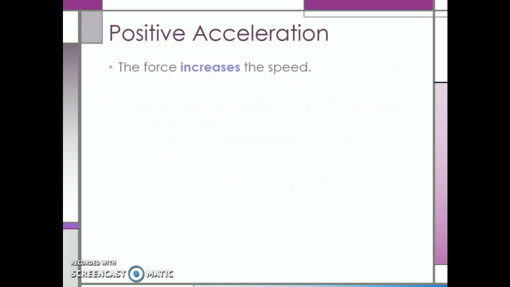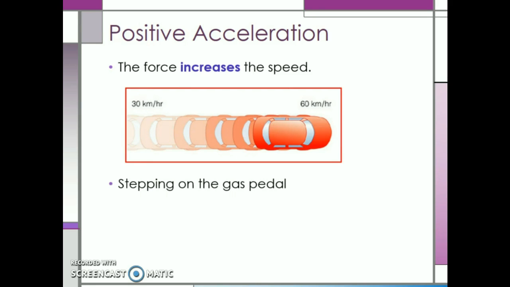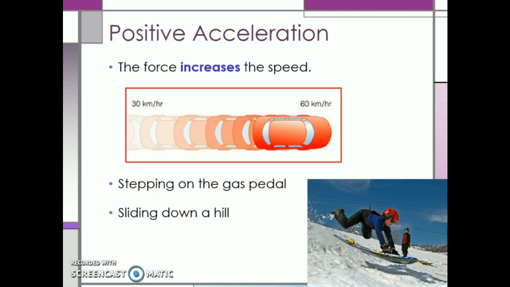A positive acceleration is where the force applied increases the speed. An example of this would be stepping on the gas pedal. We won't get into the details just yet, but if you are on a flat surface and you step on the gas pedal, you start to move faster. Another example would be sliding down a hill. At the top of the hill, you aren't moving, but as you start to go down the hill, the force of gravity causes you to accelerate.